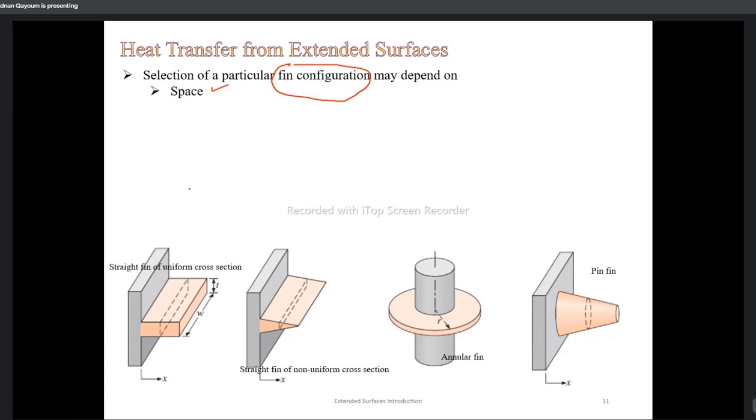So which pin will we use? Where will we put the pin? Where will we put the straight fin? Where will we put the annular fin? In a motorcycle, we put circumferential fins. It depends on weight, how much weight it can withstand. Manufacturing: how you have to manufacture it, whether it may take a lot of manufacturing or not. So you have to see a lot of things, and cost considerations.